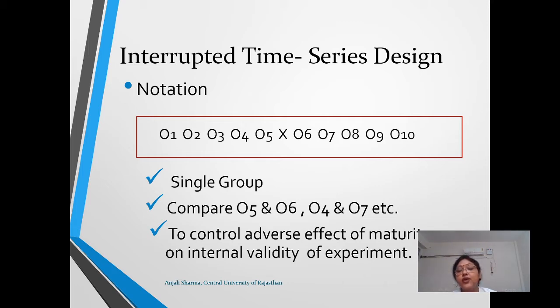So in this way any set of testing we can compare to see our results and the impact of our intervention. And the meaning here is to control the adverse effect of maturity on the internal validity of the experiment. Generally we use this kind of interrupted time series design.